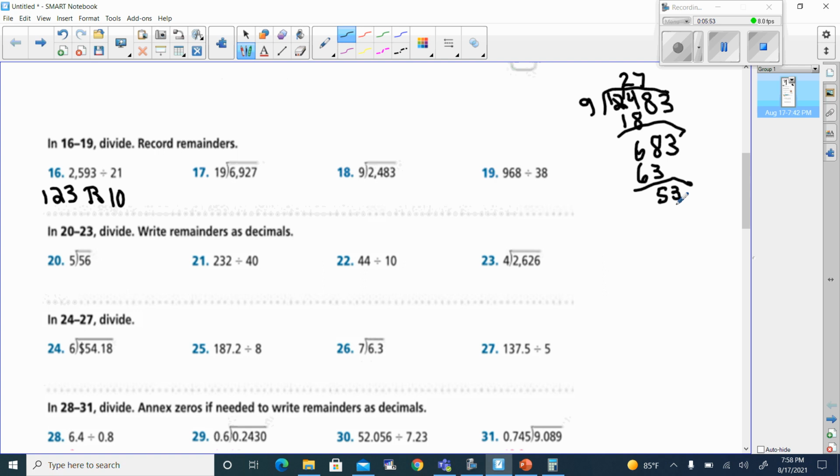And I say, how many times is 9 going into 53? I know 9 times 5 is 45. And that's going to give me a remainder of 8. So my answer is going to be 275 with a remainder of 8. All right, let's move on.